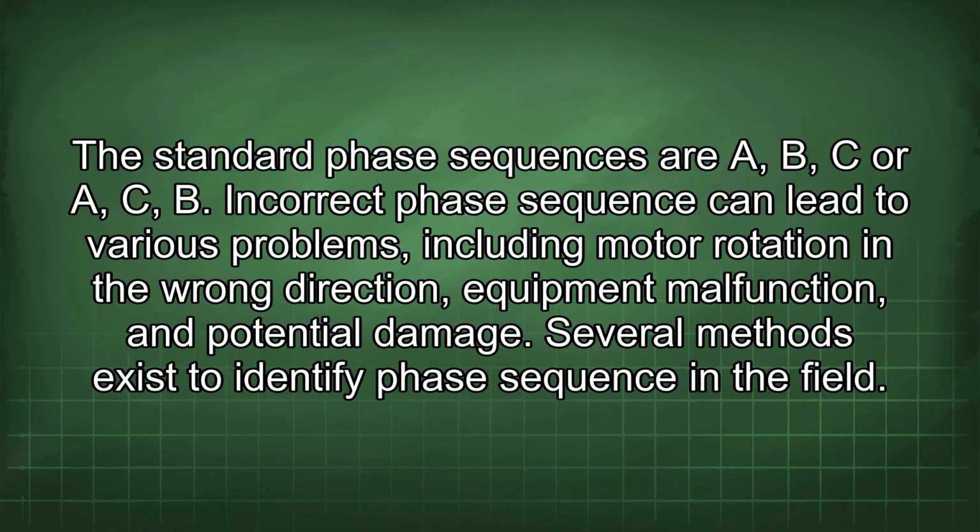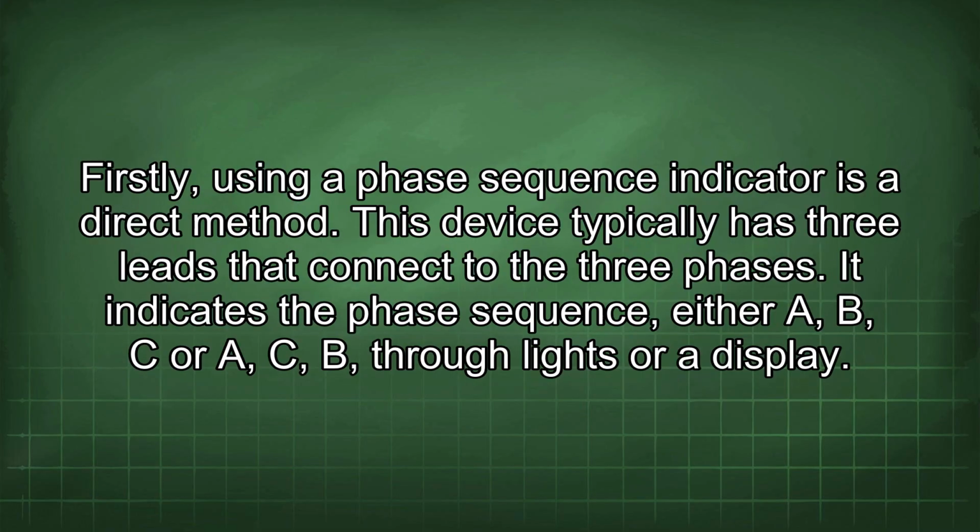Several methods exist to identify phase sequence in the field. Firstly, using a phase sequence indicator is a direct method. This device typically has three leads that connect to the three phases. It indicates the phase sequence, either A, B, C, or A, C, B through light or a display.